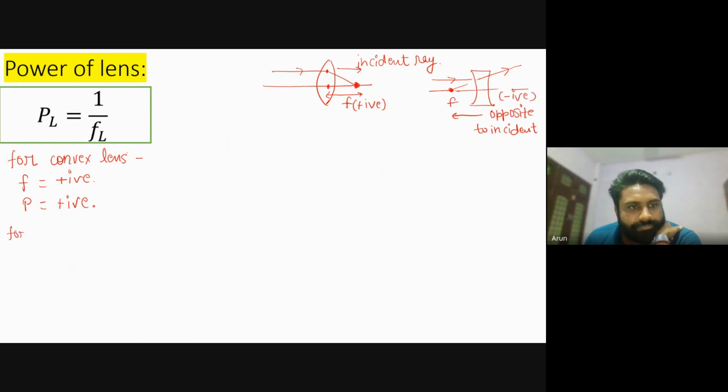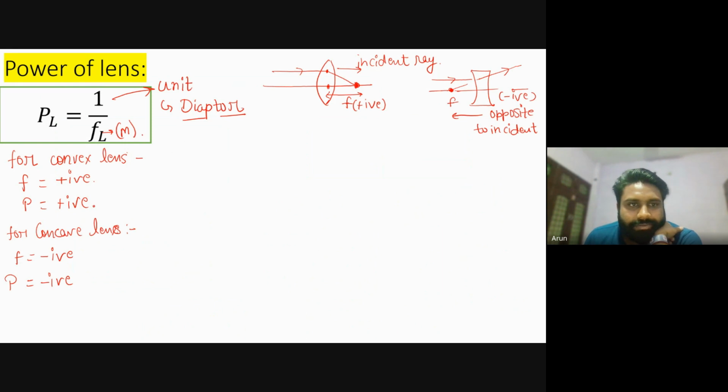For a concave lens, focus is negative, so power is also negative. What is the unit of it? The unit of power of a lens is diopter. Diopter. And this focal length must be present in meters.